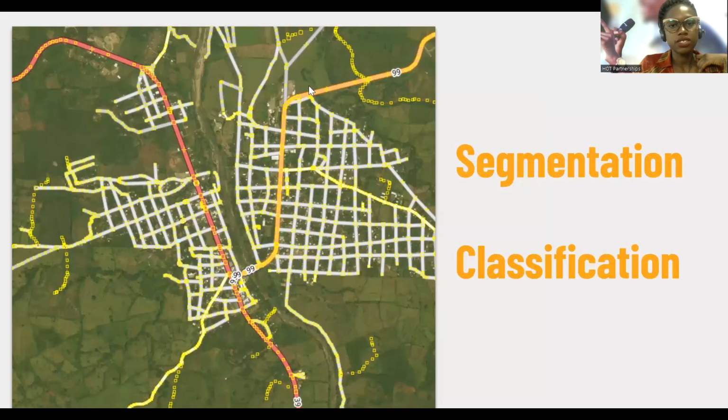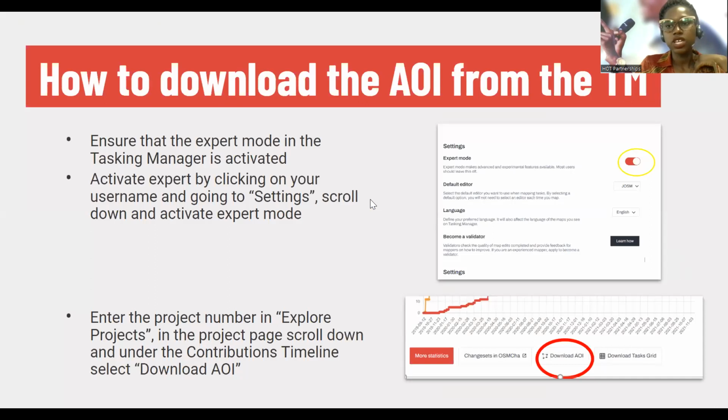These are some of the different segmentations that we shall be looking at, especially the road segmentations. And then how to download data. I'm going to illustrate this from the HOT Tasking Manager. You have to make sure your expert mode is activated, so that you'll be able to download either the area of interest or the grid data, depending on what you prefer. And then you scroll down, like you can see here, where you'll be able to download the data.